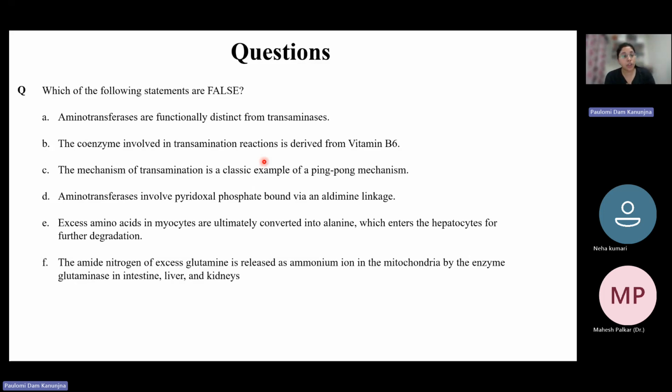So you have these following statements. You need to tell again, these are all related to the transamination reaction. Which of these is false? These are again very simple. This is not at all difficult.